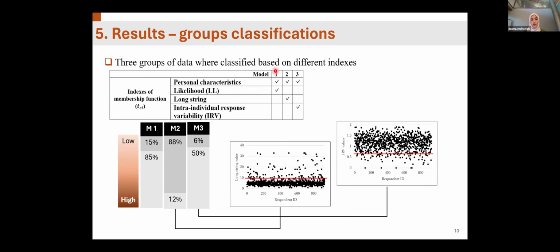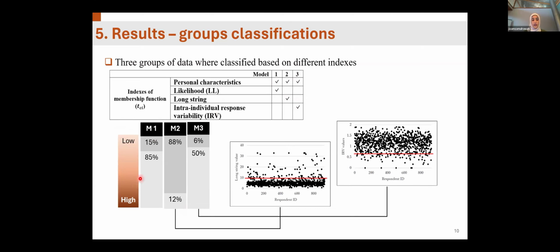The first model will use the personal characteristics as well as the likelihood. The second would use the long string with the personal characteristics, and the third would use the intra-individual response variability with the personal characteristics. This shows clearly how we are classifying, or how the variables are dummied in each model.